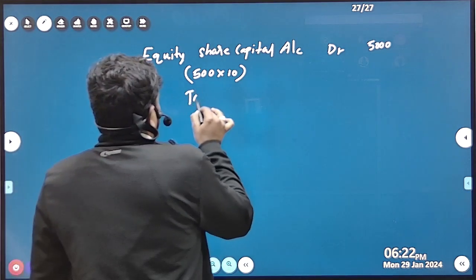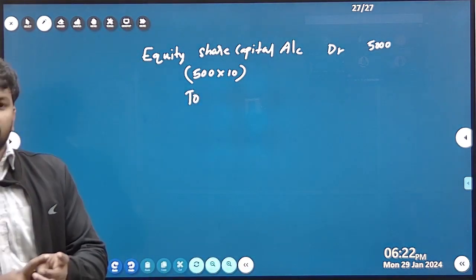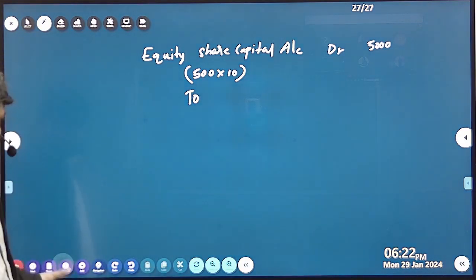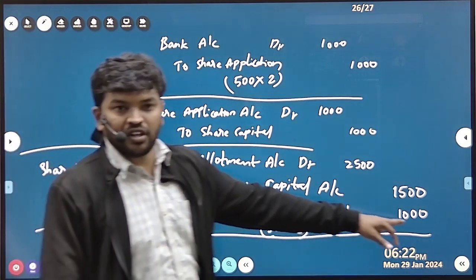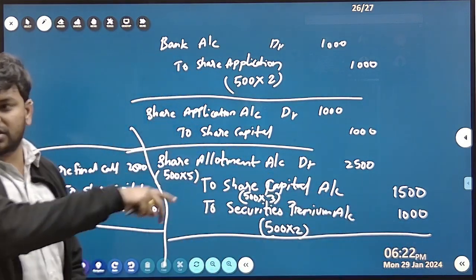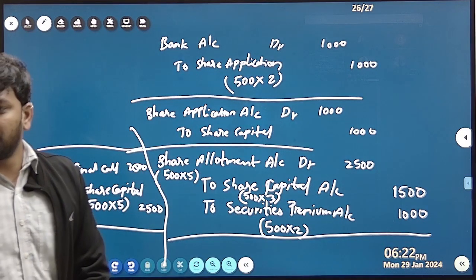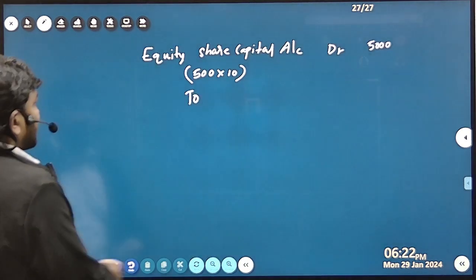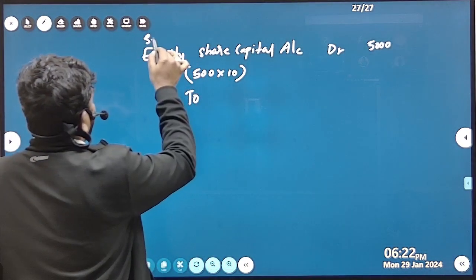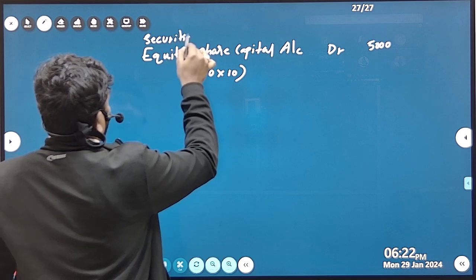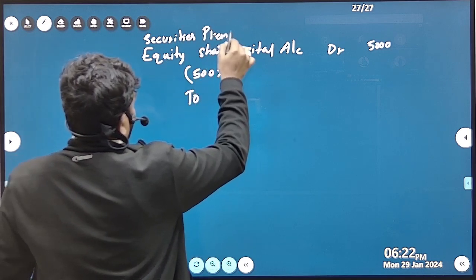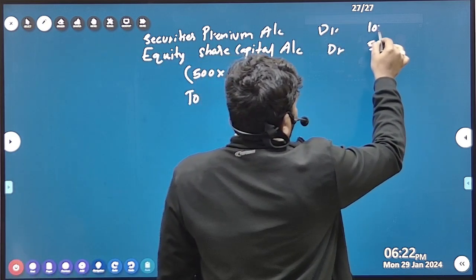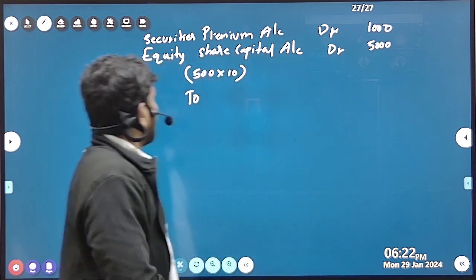Next, I did not receive the allotment money, so the amount credited to securities premium also you have to reverse. You can see here, securities premium, how much is the amount? 1000. So you have to reverse. Sir, why am I reversing? I have to make it 0 because this securities premium I did not receive. Yes or no? Securities premium account debit, how much is the amount? 1000. Very good.